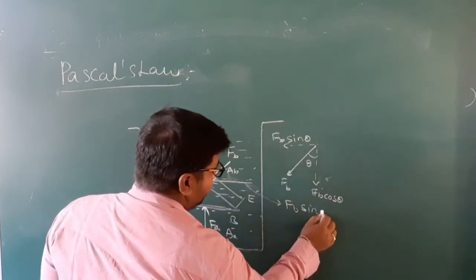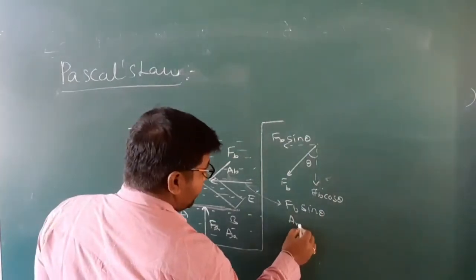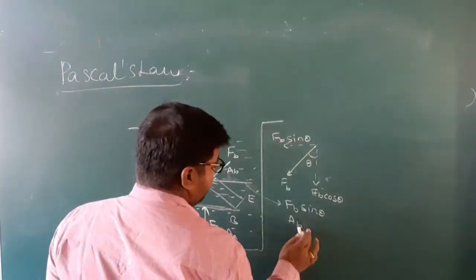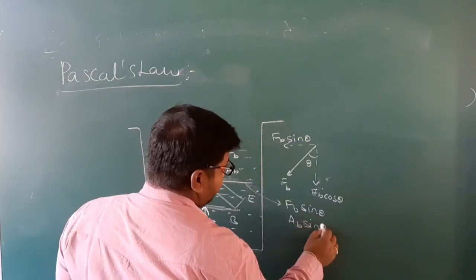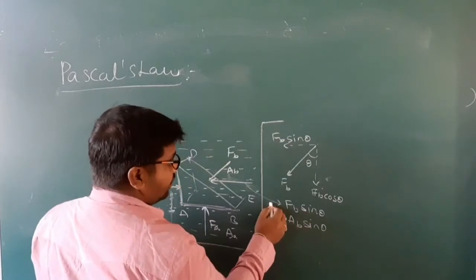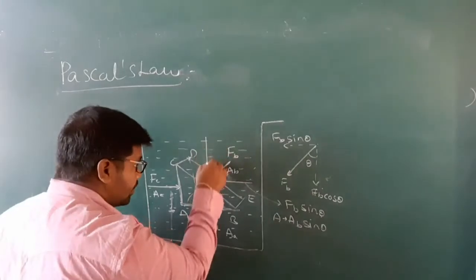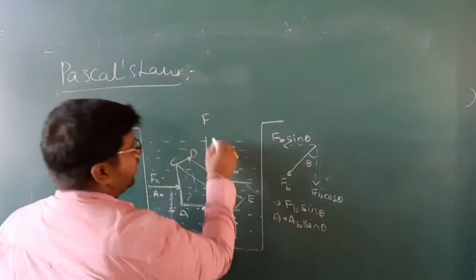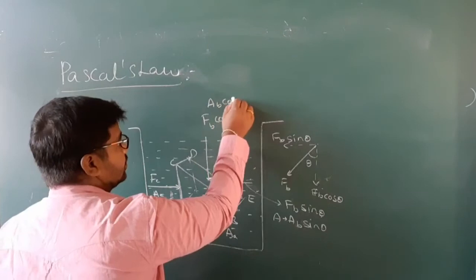is FB sin theta. Understand? Then the area vector also we can get: AB means AB sin theta. In this way, the area becomes AB sin theta and the force becomes FB sin theta. Along the y-axis, we can get FB cos theta. What is the area? AB cos theta.